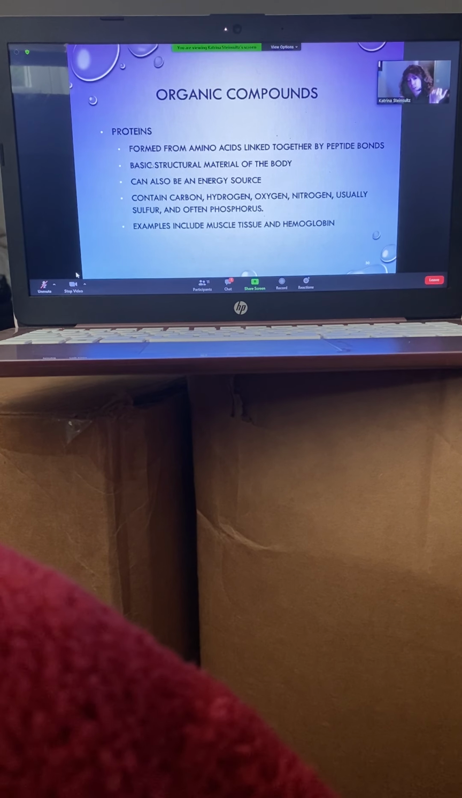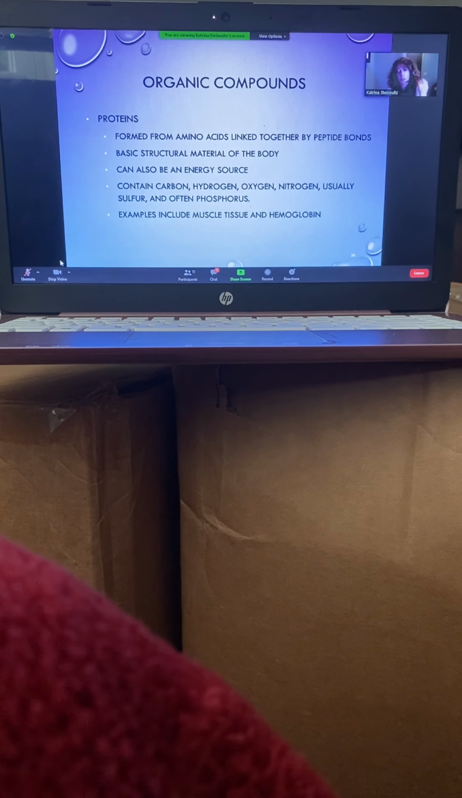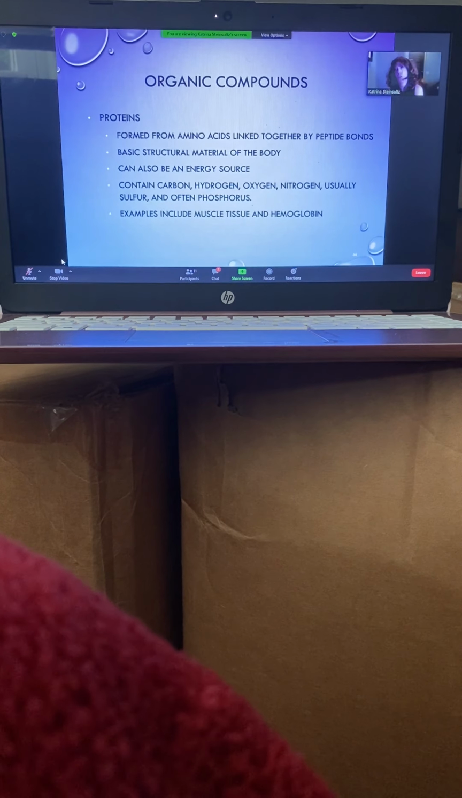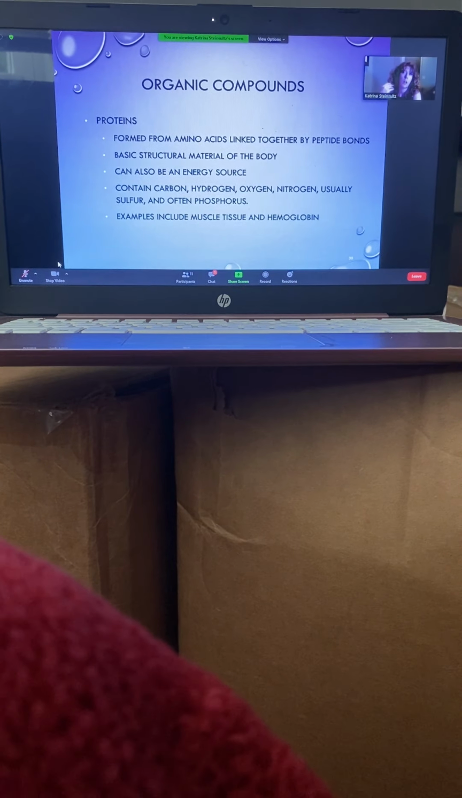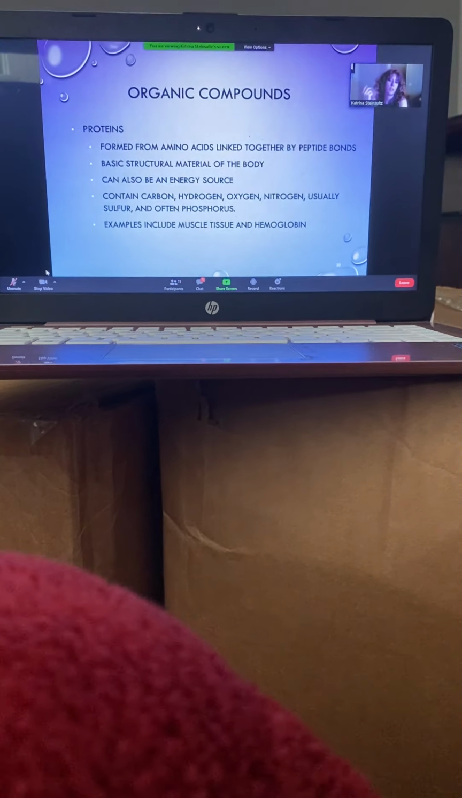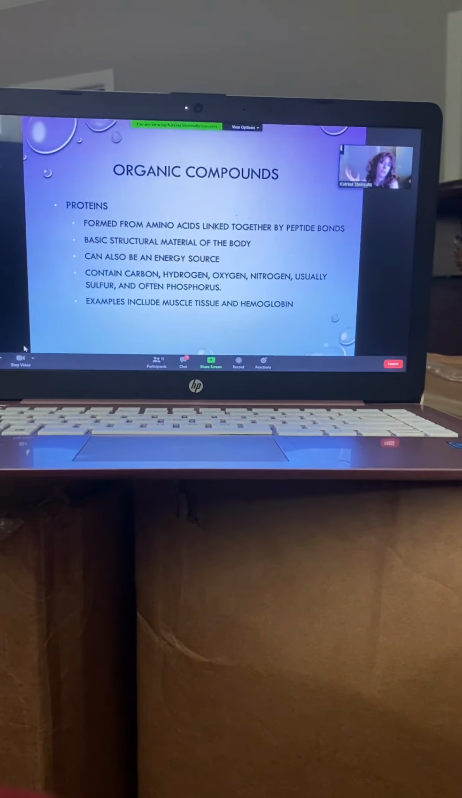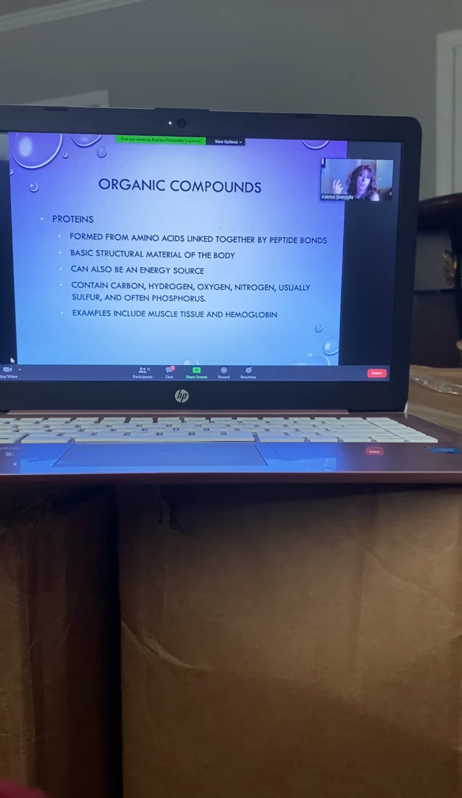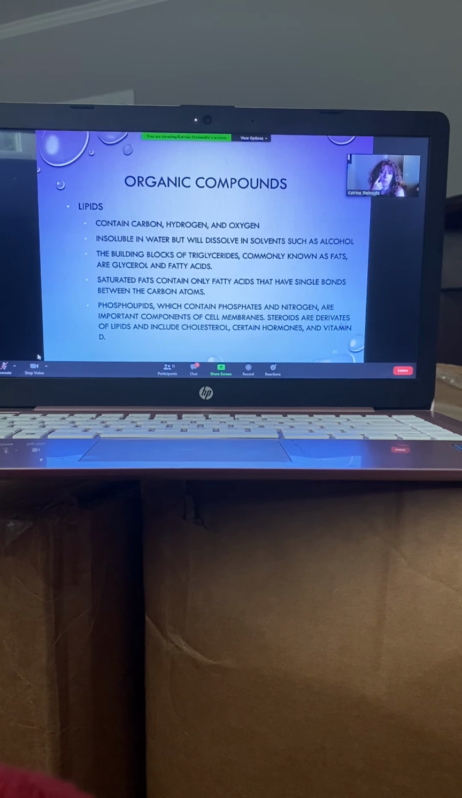They're also used as a structural material. They're used for so many things. They're structural materials. They're used in enzymes. They can be used in hormones. They're used to form hemoglobin, which carries oxygen around. There's just so many things that they can be used for.